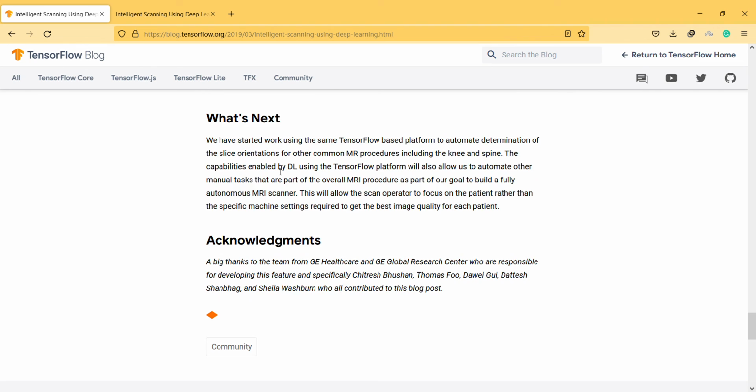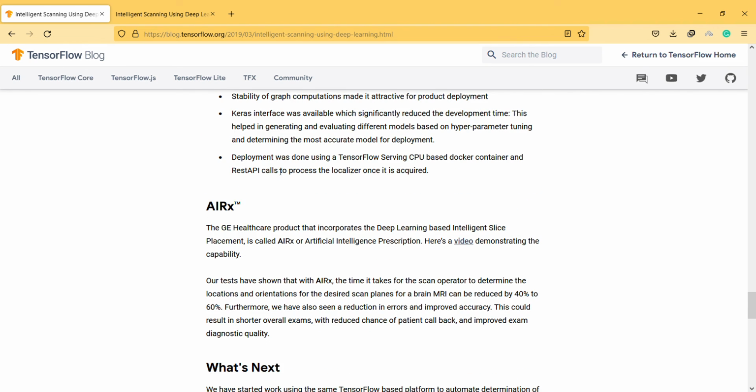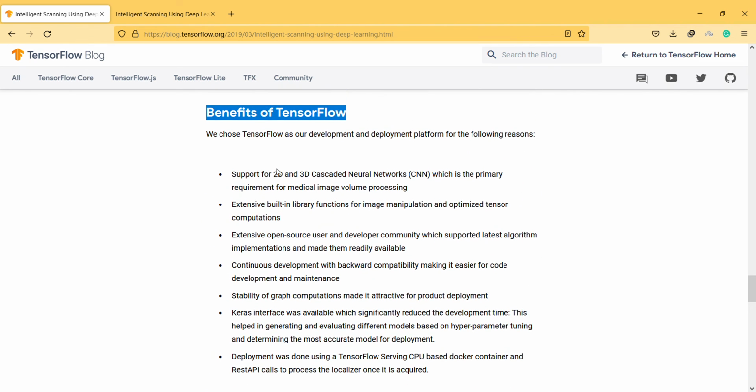I think they mentioned the product and some advertisement, I guess.